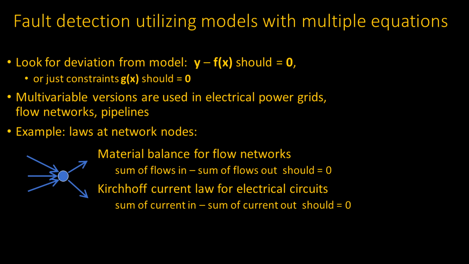But we'll say that these kinds of approaches are used in a lot of different places. Electrical power grids do this, people monitoring flow networks, pipelines, they all make use of linking together variables using equations. So, for instance, a lot of network kinds of approaches have the notion of a network node, where it's either, in the case of a flow network, a node represents a place where flows come in and go out, or in an electrical circuit, you have the Kirchhoff current law, where the sum of the currents in equals the sum of the currents out. So those provide you with a set of equations and a set of variables, and you can do your analysis looking for deviations from that model.